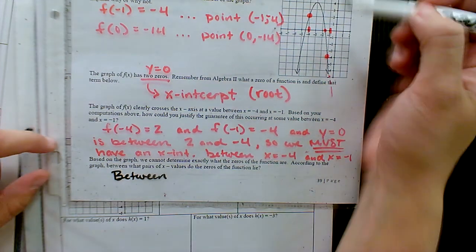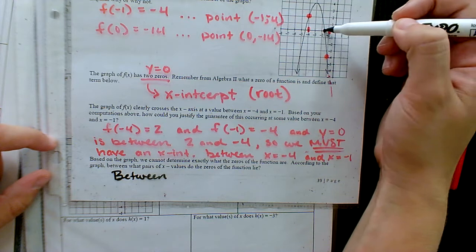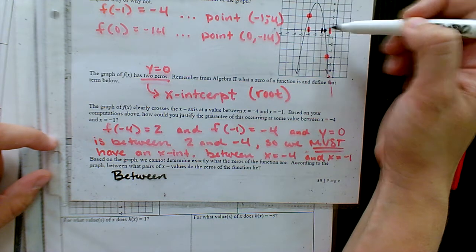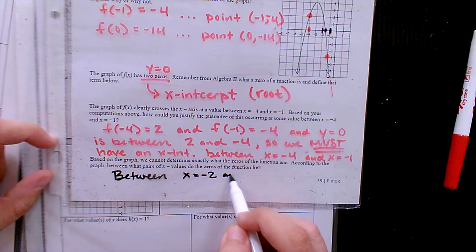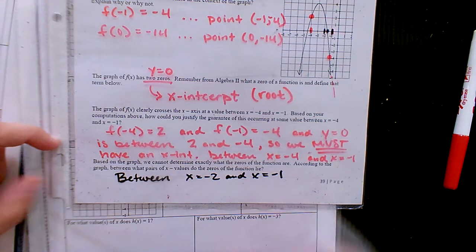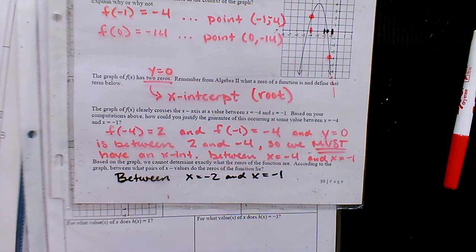Do you see one, Blair? Yeah. All right, so this x-intercept, we can get a little smaller interval between negative 2 and negative 1. Notice how that interval is only 1 unit long instead of the 3 that we had previously. So even though our computations gave us an interval of 3 units, actually looking at the graph might help us narrow it down to 1. Okay, we can get a little bit more accurate.